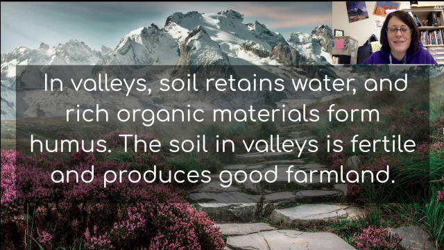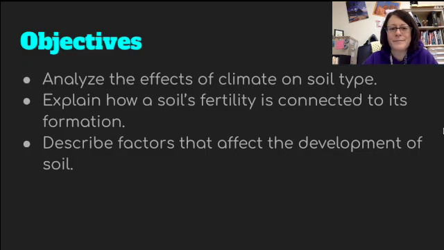However, in the valleys, and you can also see this in my picture, soil retains water and rich organic materials form humus. The soil in valleys is fertile and produces good farmland. So you can see that at the bottom of those mountains, there's a lot of green stuff growing, because all of that soil has washed down off of the mountains and is providing fertile soil.